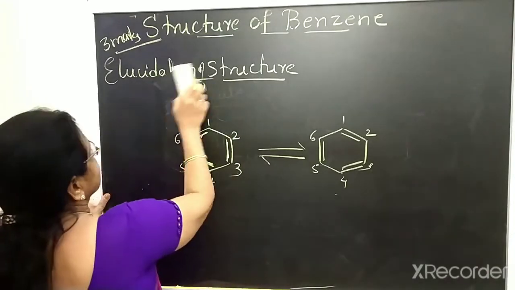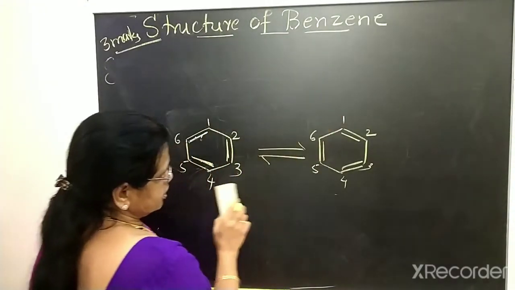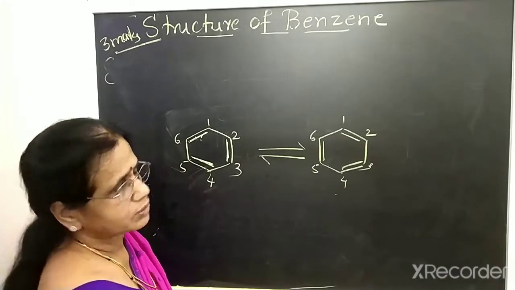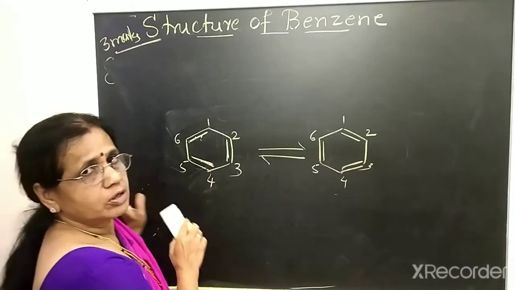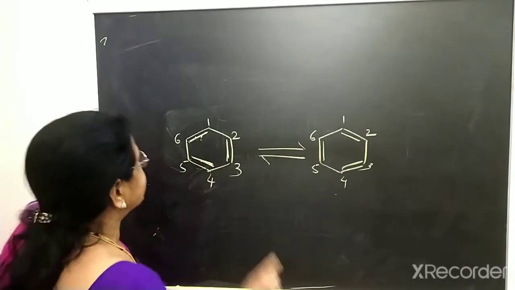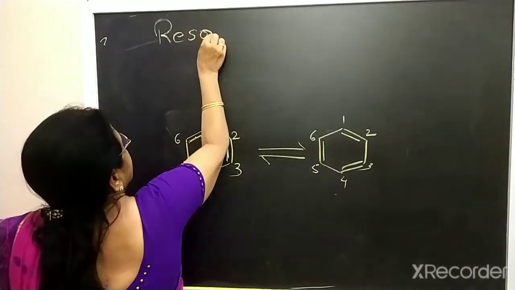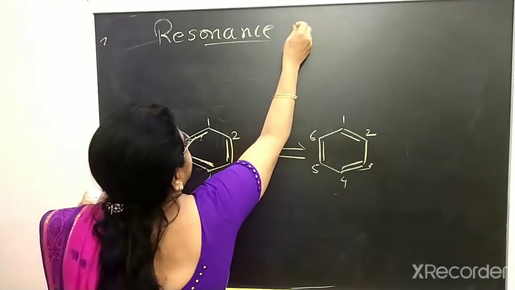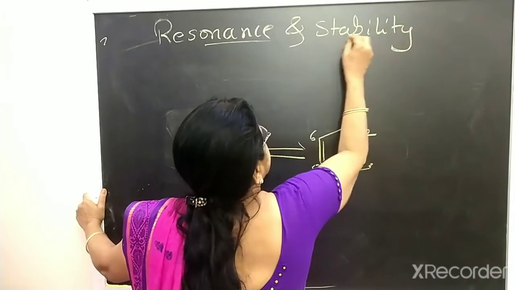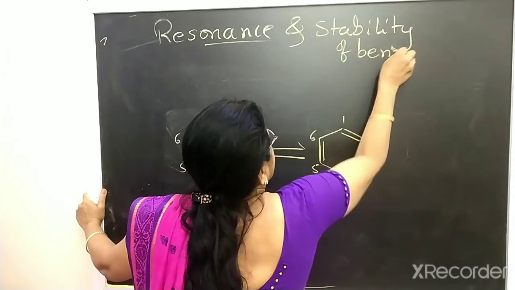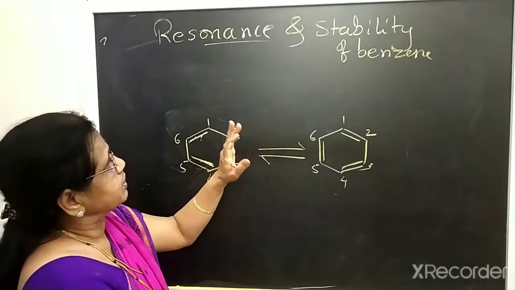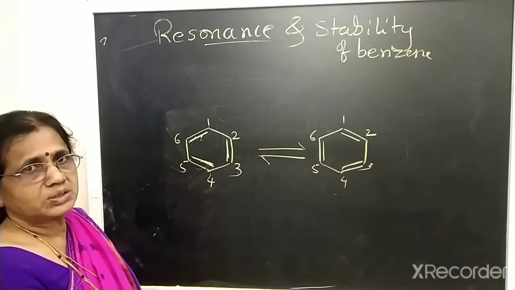Then when there are two structures for the benzene like this, how does it become stable? The stability of the benzene was explained by the concept called resonance. So, resonance and stability of the benzene. When he gave two structures, how does it become stable? The stability of the benzene was given by the concept of resonance.